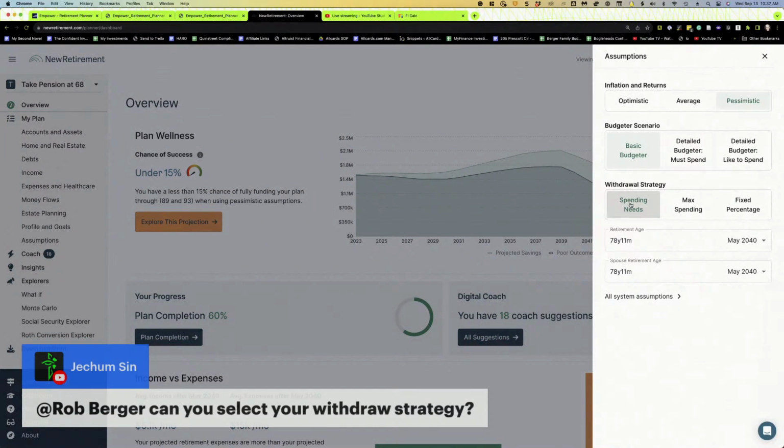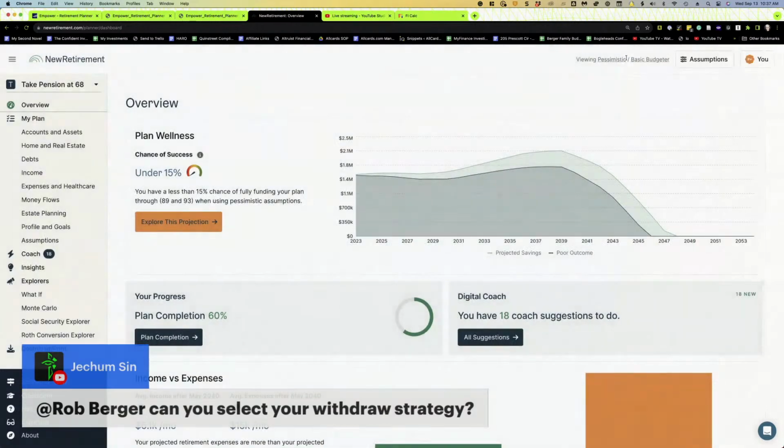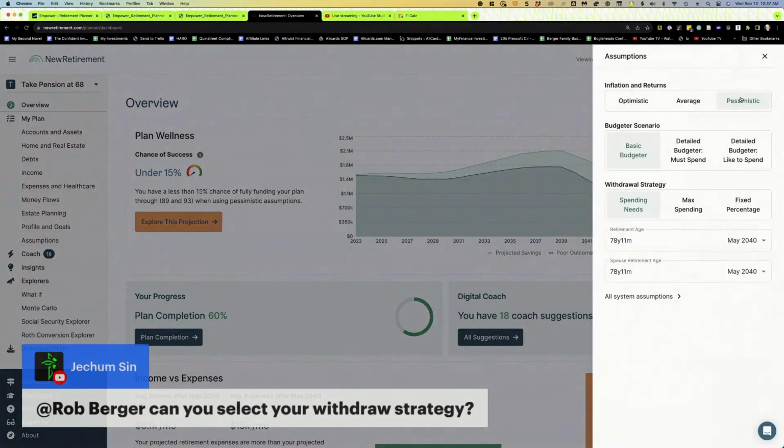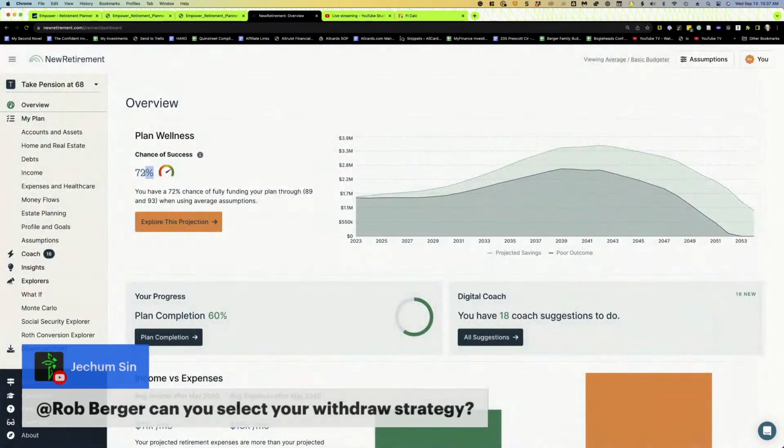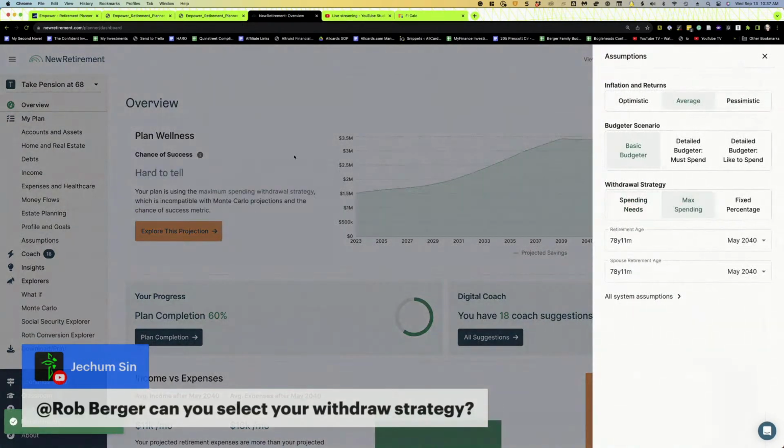That would go back to what you put into your expenses, a max spending and a fixed percentage. You do have options. I need to drill down into these more because I find them, particularly the max spending, confusing, and I'll show you why, unless they've changed it since I last tried it. So let's go to optimistic for a moment. No, we'll use average, and we have a 72% chance of success. Now let's go to max spending.